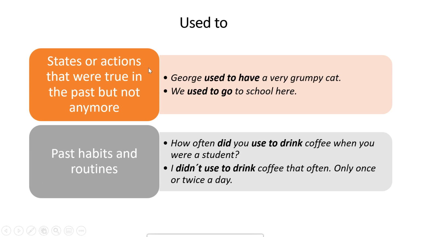Okay? So we use it for states or actions that were true in the past but not anymore. So something that you used to do, used to have, yes, but not anymore. And for past habits and routines. Yes, we can use this structure to talk about habits and routines. You can also use past simple to talk about habits and routines. Yeah, so it's up to you.